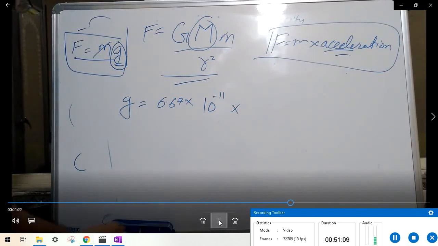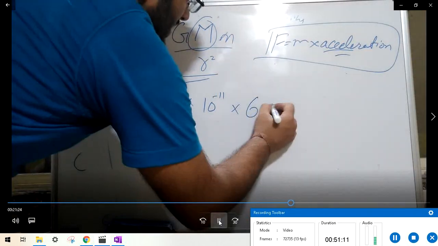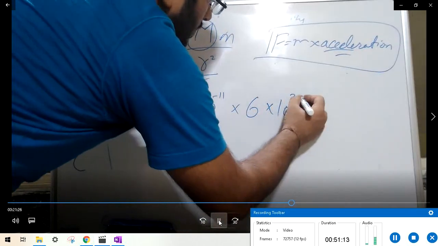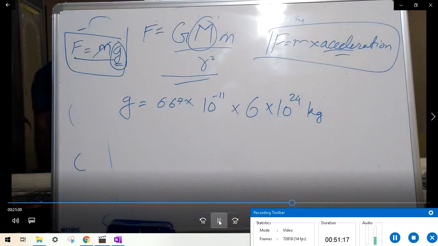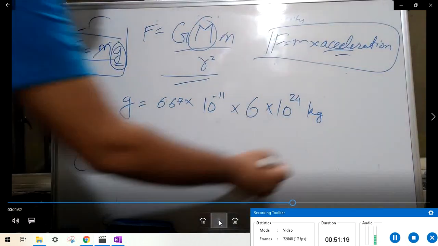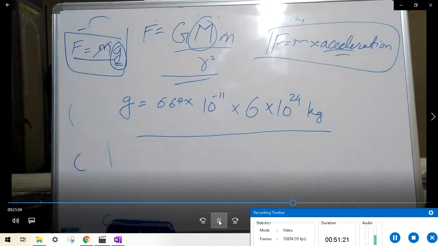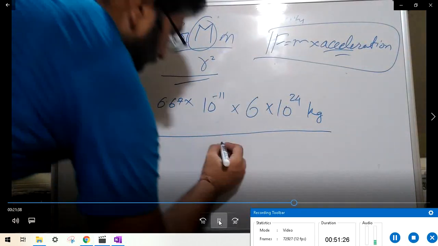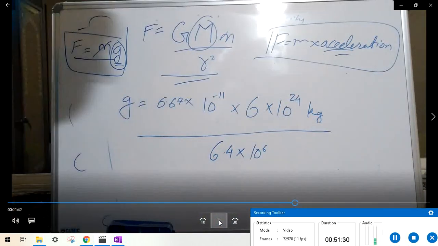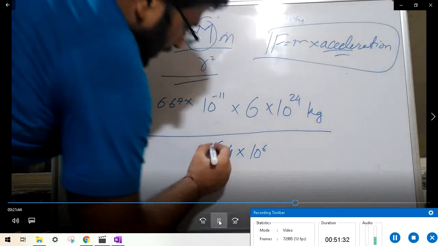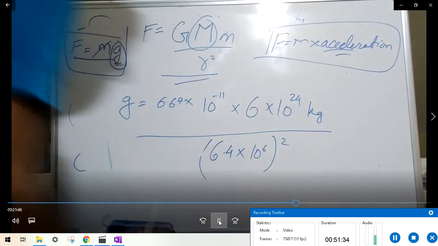Now what is the mass of Earth? It is 6 into 10 to the power 24 kilogram, right? This is the mass of Earth. And what is the radius of Earth? We all know that the Earth is very large, right? So the radius would obviously be large. It is 6.4 into 10 to the power 6. But there is something missing, the square sign. So we'll put the square sign here.